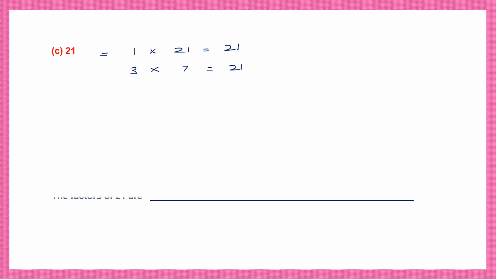So let's write down the factors of 21 in order. So that will be 1, 3. So I've taken from here 1 and 3. Now I'll go back 7 and 21. So the factors of 21 are 1, 3, 7 and 21.